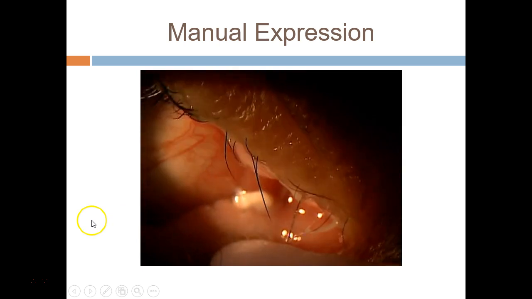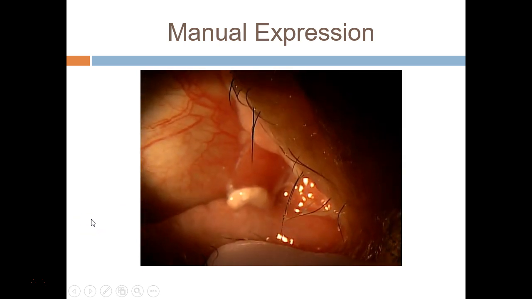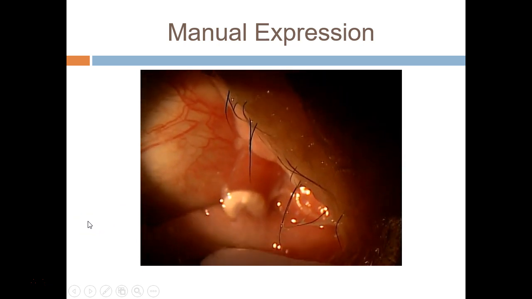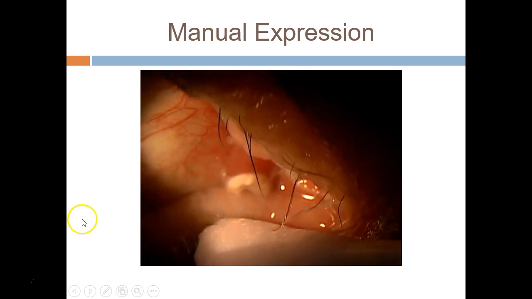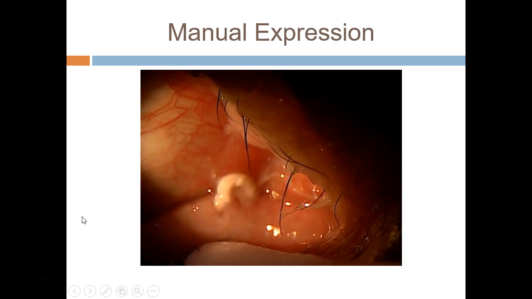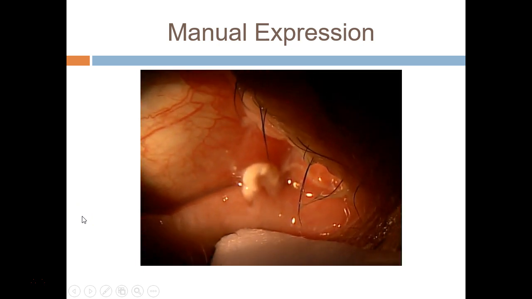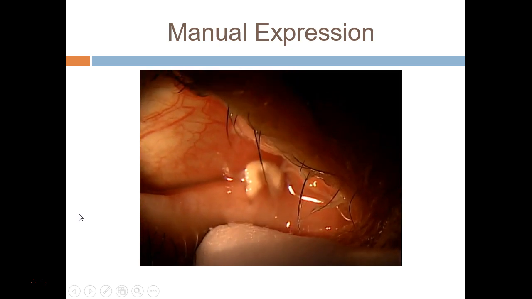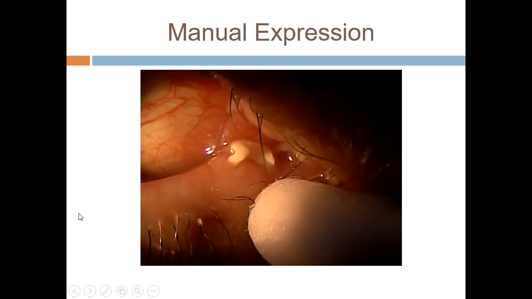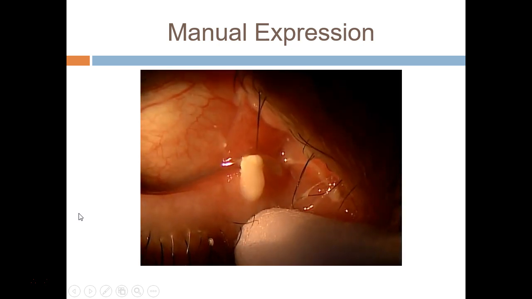Once I got all that semi-liquid stuff out, this more solid, cheesy looking sausage-like stuff came out. Just look at that. See, I'm just pressing gently. I don't have to push real hard. Almost just rolling the Q-tip. Look at that. Wow.